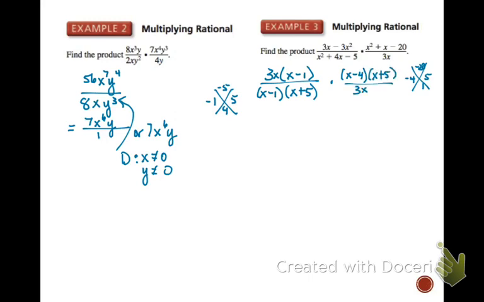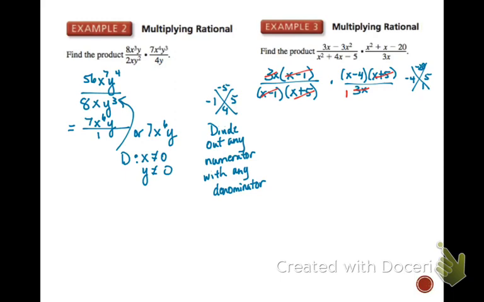Now, here's something you can do when you have more complex multiplication problems. Before you multiply, you can divide out any numerator with any denominator. And that just helps simplify the problem, and you don't have to write repeated expressions. So I'm going to look at numerators and denominators. I notice that I can divide out my 3x's, and I'll get a 1 in that denominator down there. I notice I can divide out my x minus 1's and then my x plus 5.